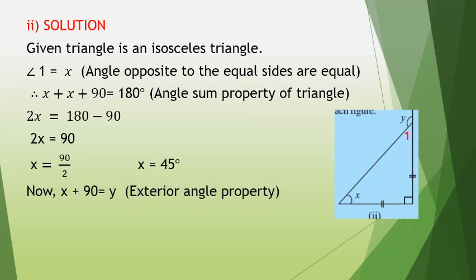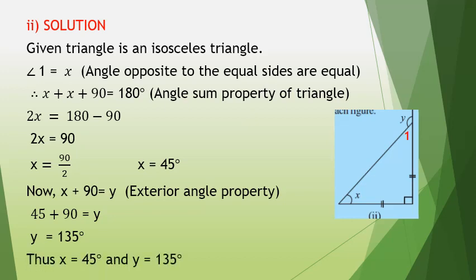Now x plus y will form a linear pair, and you can find the value of y. Or by the exterior angle property we can write x plus 90 equals y, and we can substitute the value of x as 45. We get 45 plus 90 equals y, or y equals 135 degrees. Thus x equals 45 degrees and y equals 135 degrees.